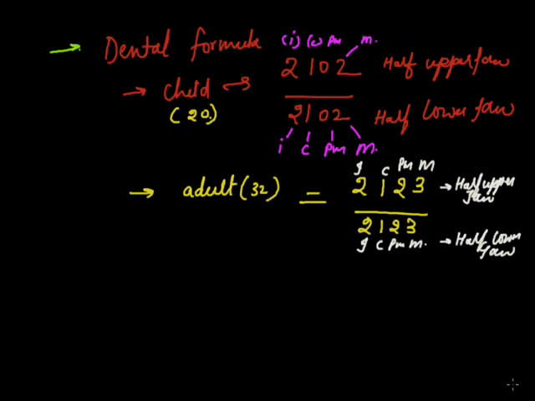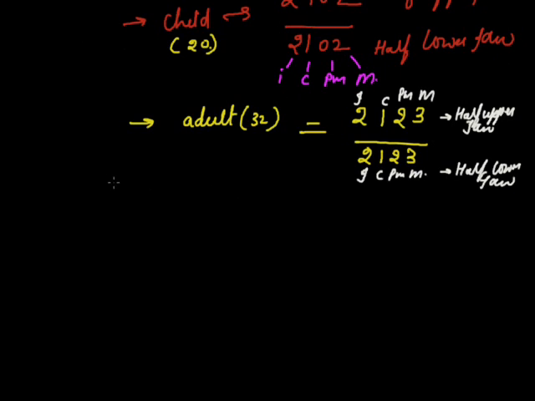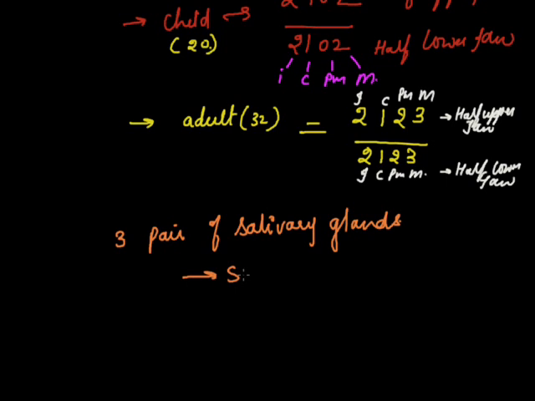Now, besides teeth, the buccal cavity also consists of 3 pairs of salivary glands, which release their secretions into the buccal cavity. That secretion is called saliva, which consists of amylase enzyme for the digestion of starch. So digestion of starch starts from the mouth.